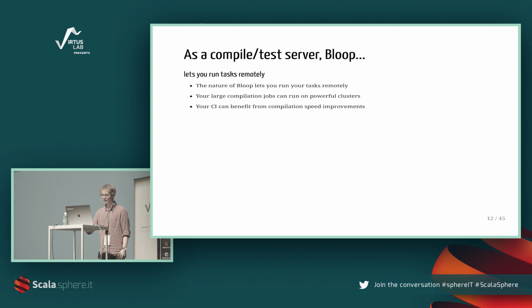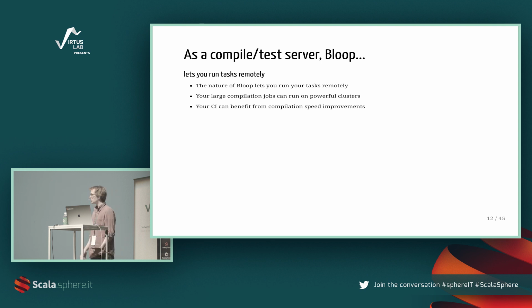Where was I? Okay, so we have performance improvement thanks to the reuse of compilers and thanks to the simple structure of Bloop, which was to shave off some things. Also, being a server, you can use Bloop to run things remotely. So you can have Bloop, for instance, running on your CI so that you can share hot compilers between all your test runs. It also means that you can run your compilation job on large and powerful clusters.